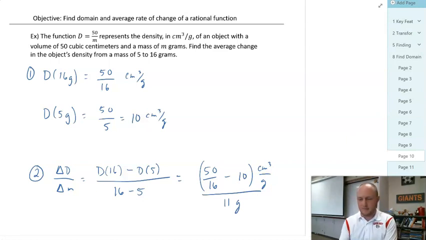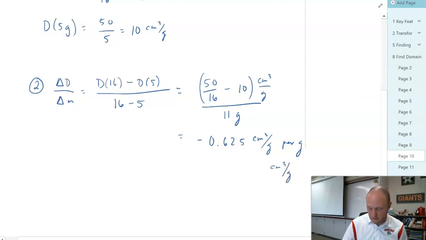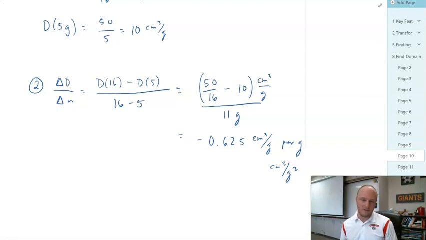I'm going to pick up my calculator. 50 divided by 16 is 3.125. I'll subtract 10, giving me negative 6.875, and I'll divide by 11, which gives us negative 0.625. As far as units, this is cubic centimeters per gram per gram. Another way you could write this would be cubic centimeters over grams squared. So, a couple of ways that you could write the units.